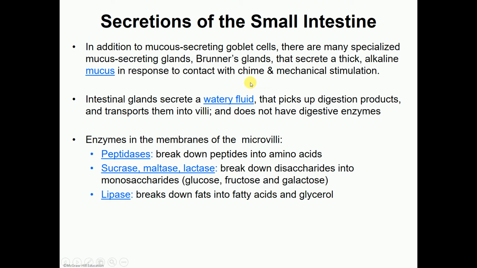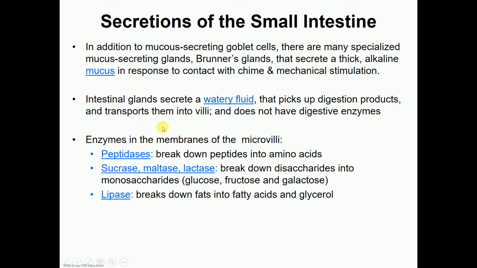That should be a Y, not an I, and mechanical stimulation. So when the wall of the small intestine is extended, again, it stimulates stretch receptors. The passage of that chyme, especially if it's still acidic due to the hydrochloric acid from the stomach, will stimulate these Brunner's glands to make a very thick alkaline mucus. Intestinal glands can also secrete a watery fluid to dilute chyme and help the digestive enzymes perform their function, and also helps the chyme pass through where it's not too thick.